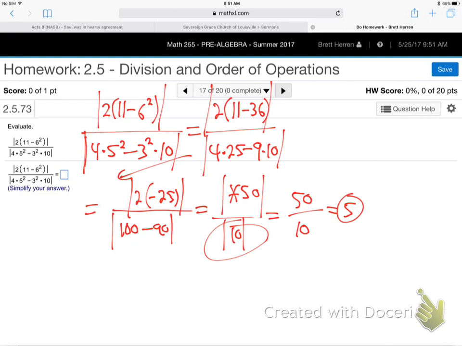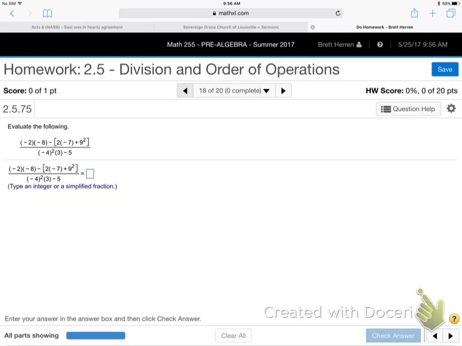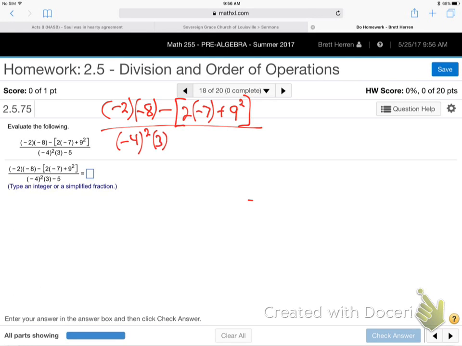Questions on that one? All right, look at this. Let me write it a little bigger here. Minus 2, minus 8, minus bracket 2, minus 7, plus 9 squared, all over minus 4 squared times 3, minus 5. Okay, so try that one.